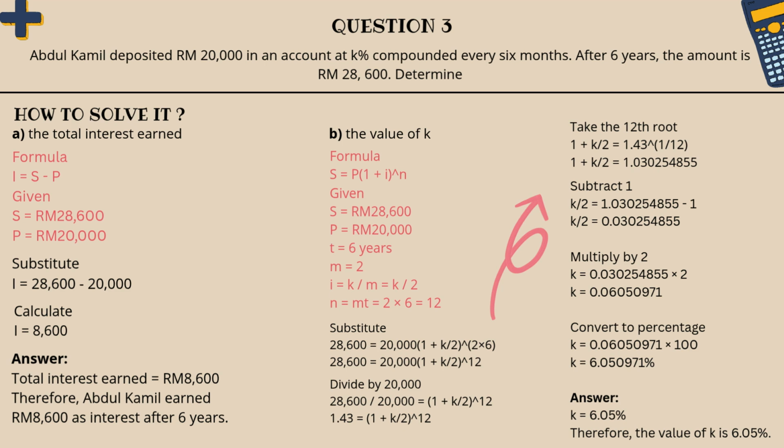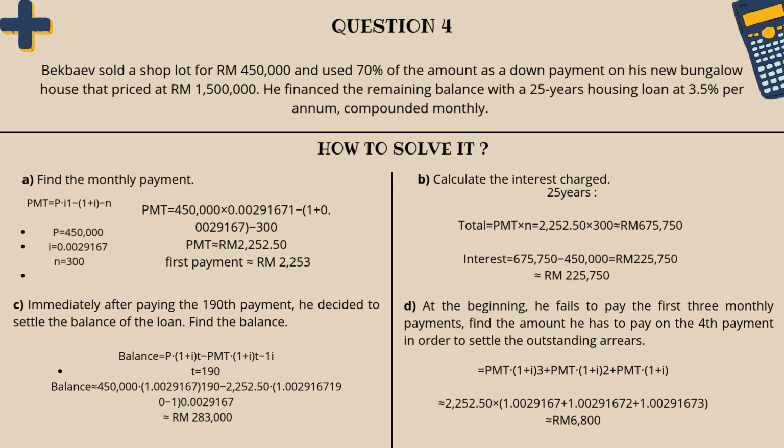So K equals 0.06050971. Lastly, we convert it into a percentage by multiplying by 100. So K equals 6.05% rounded to 2 decimal places. Therefore, the final answers are: the total interest earned is 8,600 ringgit and the value of K is 6.05%. Now we will begin with question 4.